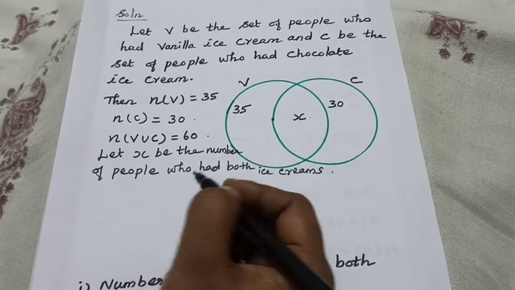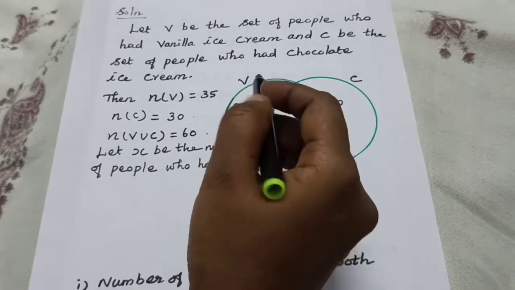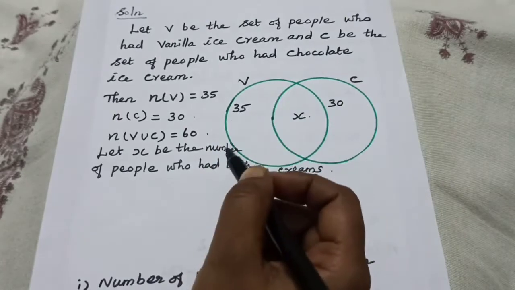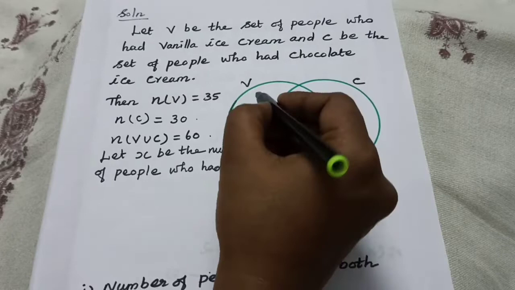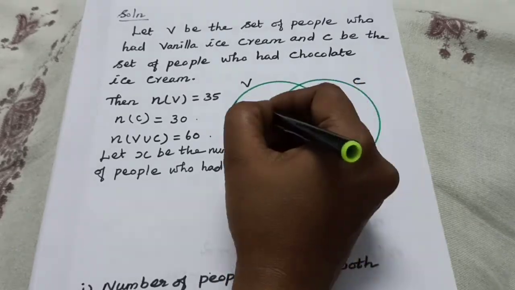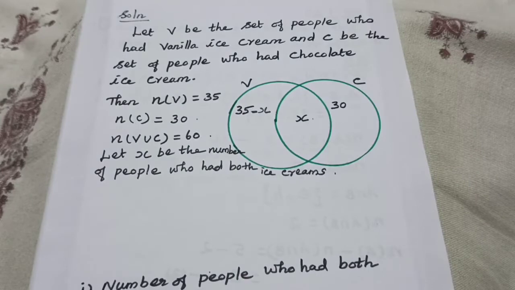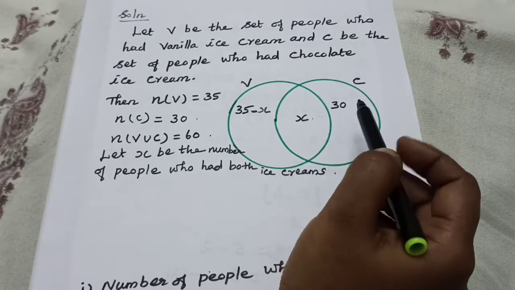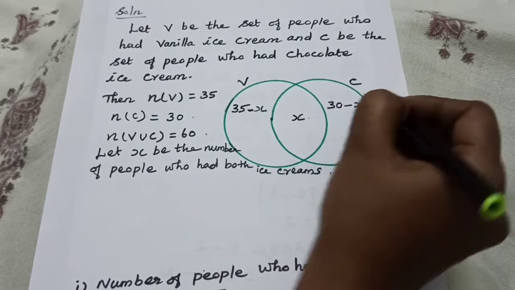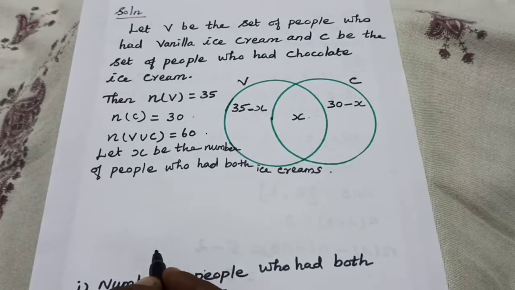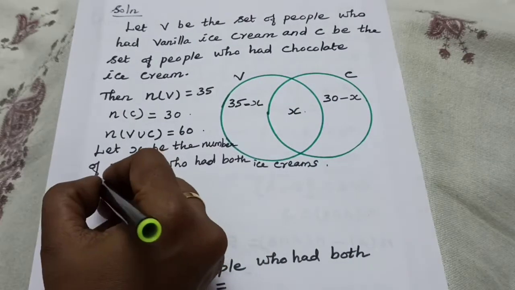Then from the Venn diagram, what can we write? From the Venn diagram, here only vanilla ice cream, how can we find? Only vanilla means here both x, isn't it? From here we have to subtract x. 35 minus x. Then only chocolate, how can we find? The 30 minus x. Understood? Then from the Venn diagram, we have to find out the x value.